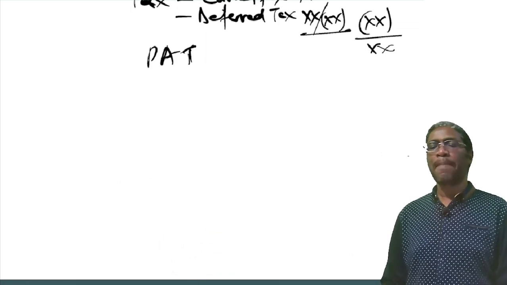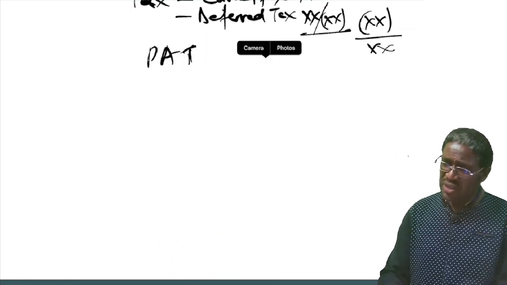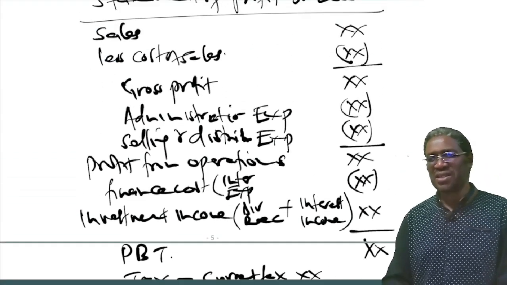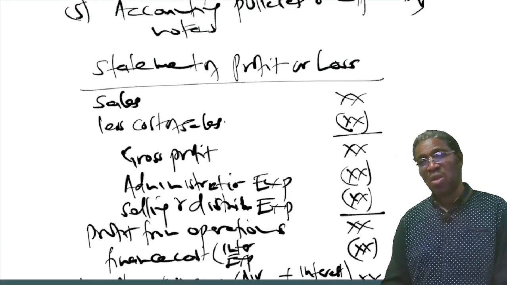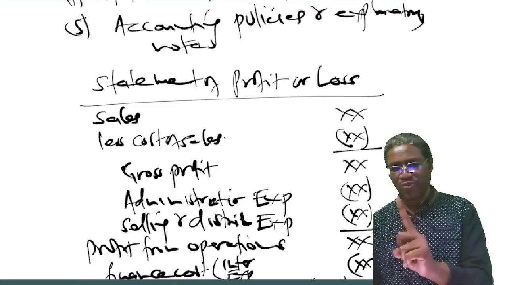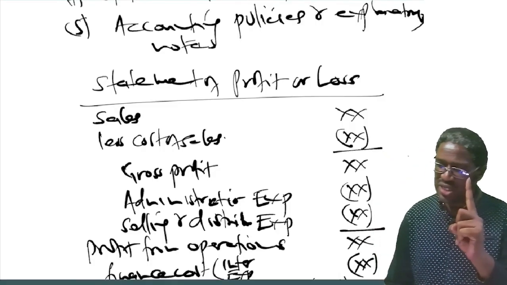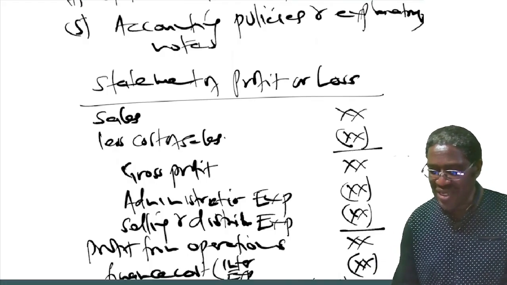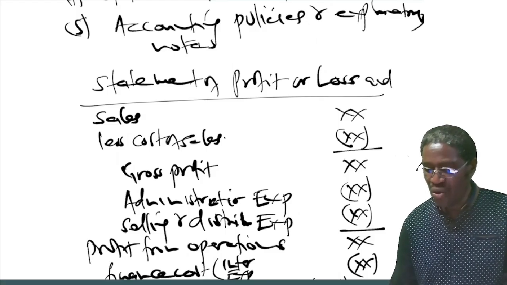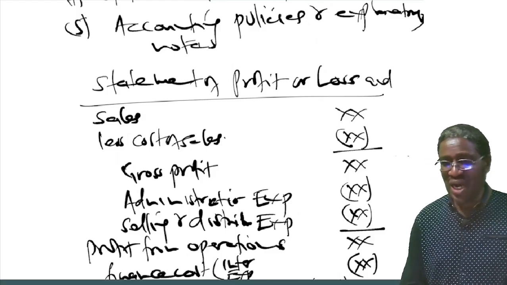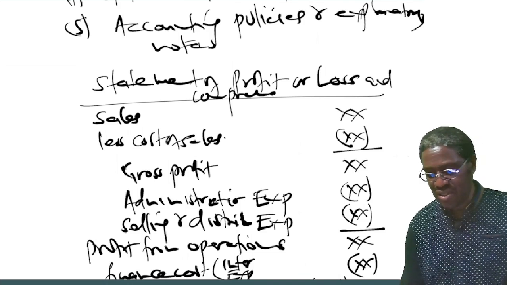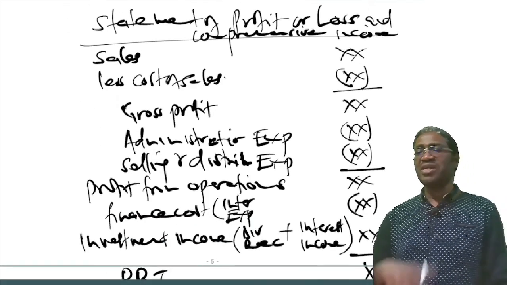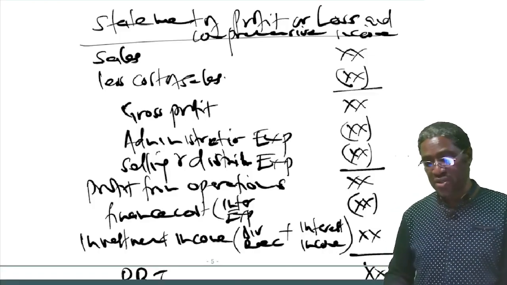Good. Now listen. But it also depends on the way the question is framed to you. If the examiner told you, prepare a statement of profit or loss and other comprehensive income, that's what I want to talk about now. Or sometimes they tell you prepare an income statement and other comprehensive incomes.